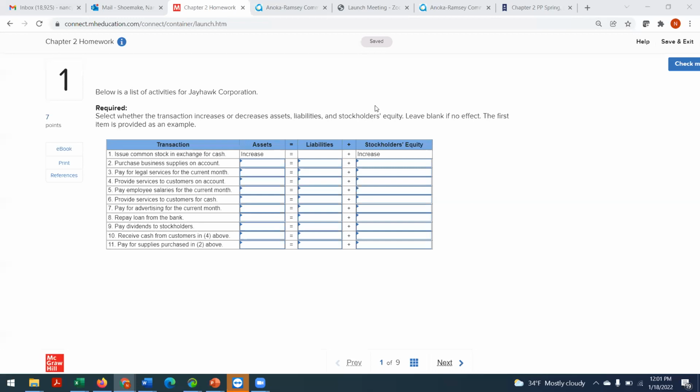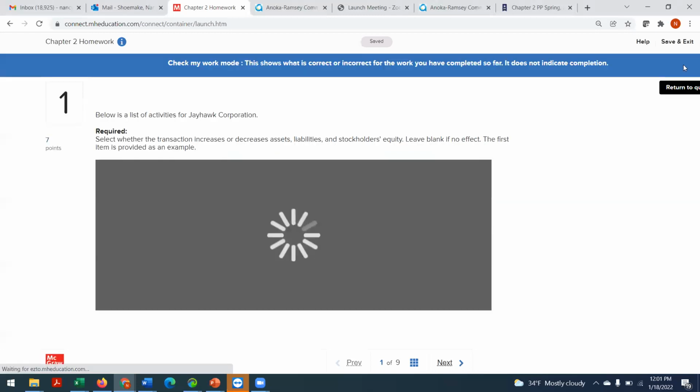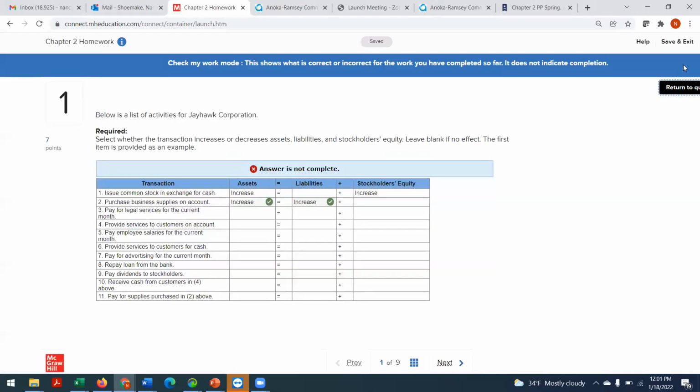So guys, when we purchase business supplies on account, what are the accounts that are affected? Supplies would be debited, accounts payable would be credited. So our supplies is an asset, it would increase. Our accounts payable is a liability and it would also increase. Now you can go over here and check your work to make sure we did it correctly.